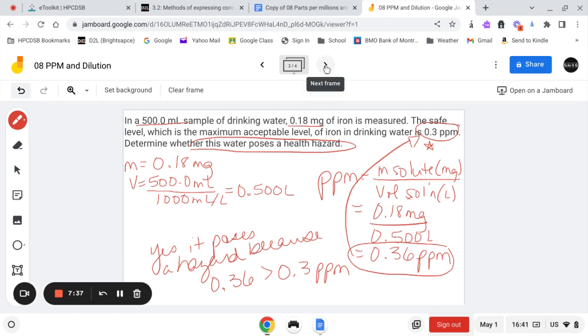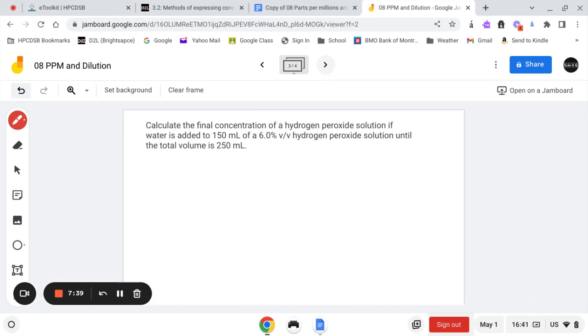Let's move on now and let's do two of the dilution calculations. So if you haven't already, stop the video, go back to the summary notes and read through the dilution section, and then come back here and follow along with the examples. So it says, calculate the final concentration of a hydrogen peroxide solution if water is added to 150 mL of a 6% volume hydrogen peroxide solution until the total volume is 250 mL.